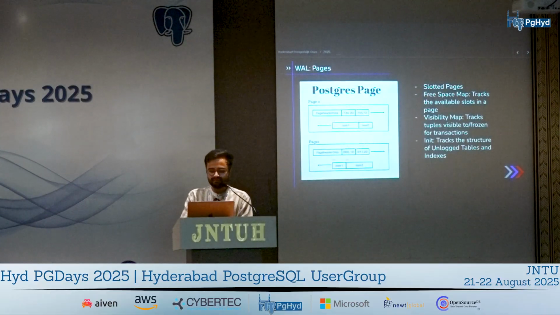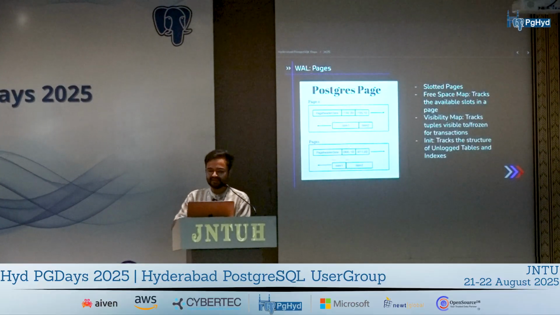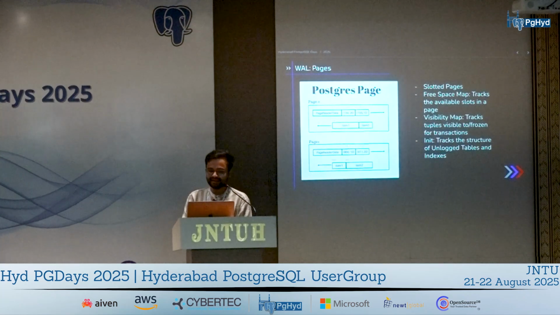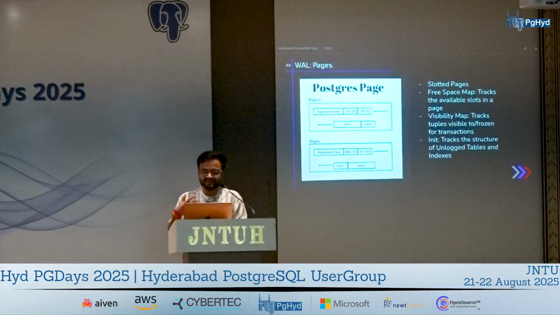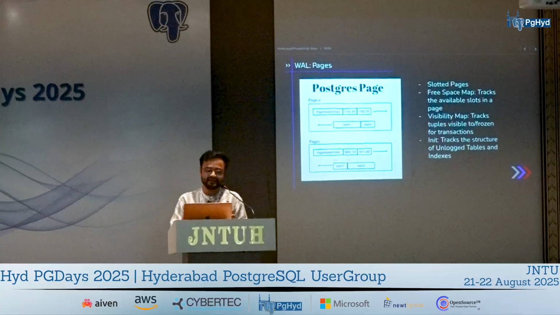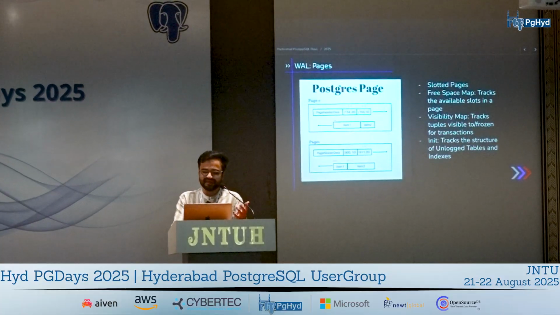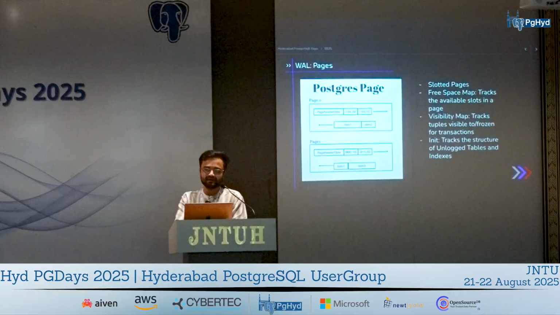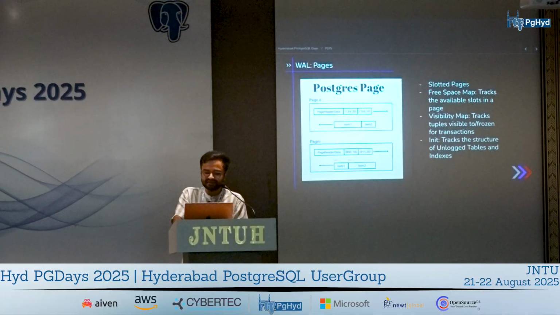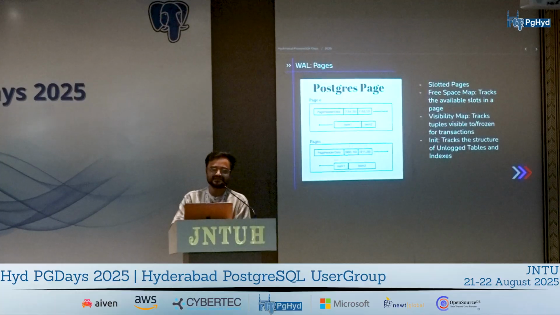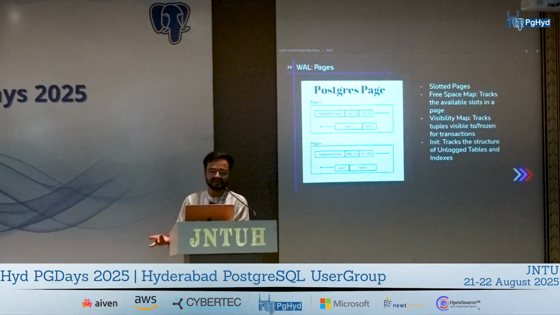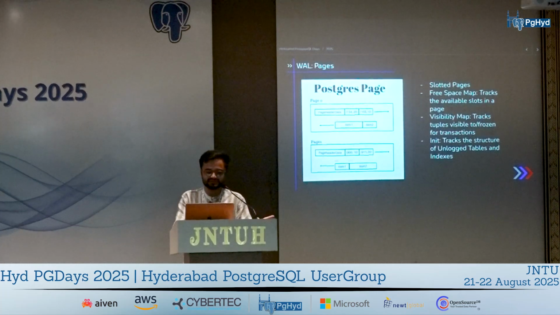But with that main data being stored in this page, you also have 3 separate files that are maintained. First is the free space map. The free space map, as the name gives away, tracks the available slots within that particular page. So it makes inserting a new record into that page very easy. The visibility map is basically a flag which tells you that this particular tuple inside this page is ready to be used by a transaction. It can either be visible or it could be frozen.